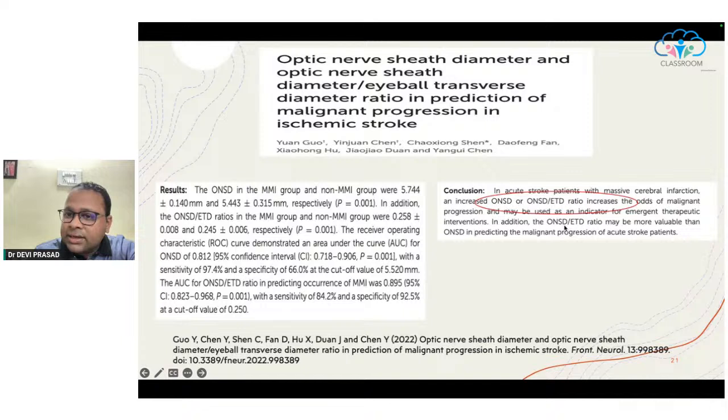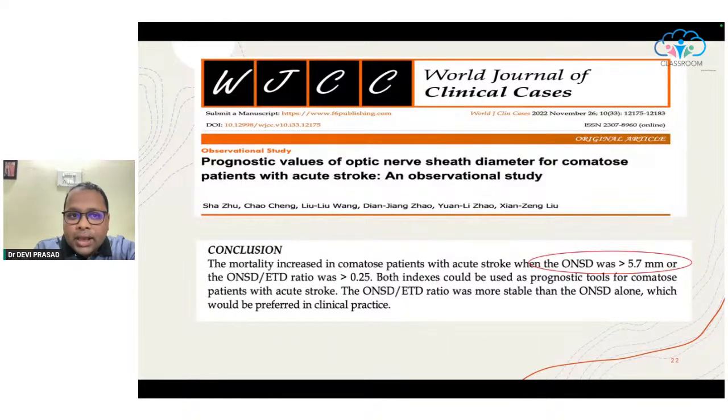In addition, the optic nerve sheath diameter to ETD ratio may be more valuable than ONSD in predicting the malignant progression of acute stroke patients. This was an observational study in which they found out the prognostic values of ONSD for comatose patients with acute stroke, and they saw that the mortality increased in comatose patients with acute stroke when the ONSD was more than 5.7 or the ONSD to ETD ratio was in excess of 0.25.